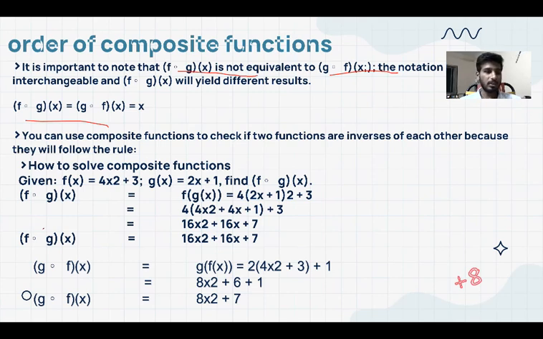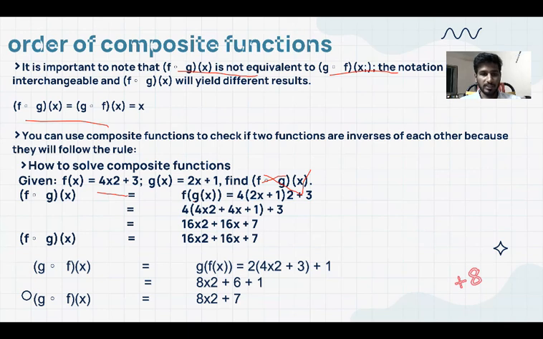How to solve basic problems? For example, f of x is 4x square plus 3, and g of x is 2x plus 1. Find f composition g of x. It is clearly a composite function, because by seeing this circle-like symbol we can tell it is a composite function, and it contains two functions: one is f of x and another is g of x. We can also represent it in parentheses as f of g of x.